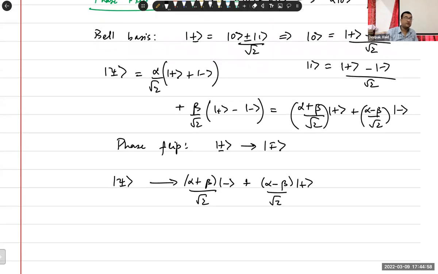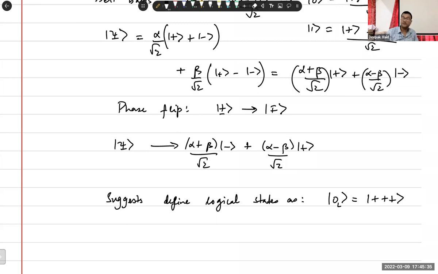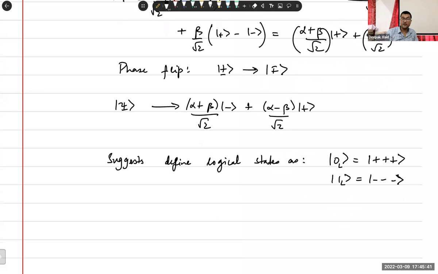So the question is that we want to protect against phase errors, right? If you want to protect against phase errors, this suggests that we can just work in the Bell basis, and we use the 3-qubit code or this 3-qubit redundancy, but now in the Bell basis. So that means we define these logical states as follows. Your logical zero can be written as plus, plus, plus, and your logical one can be written as minus, minus, minus.